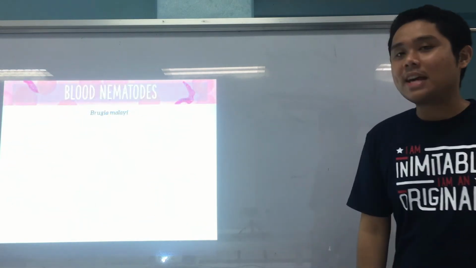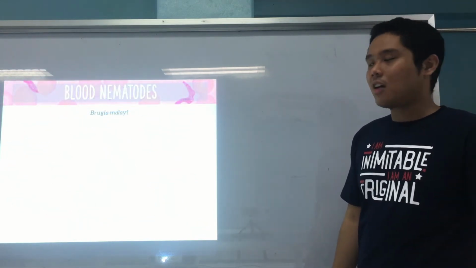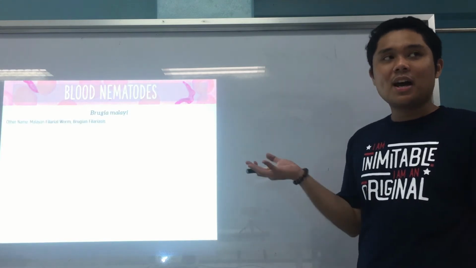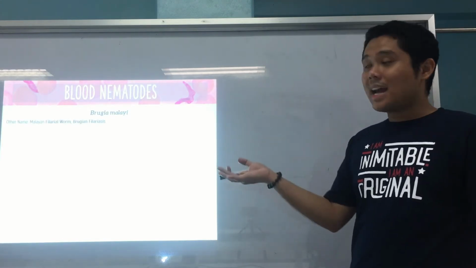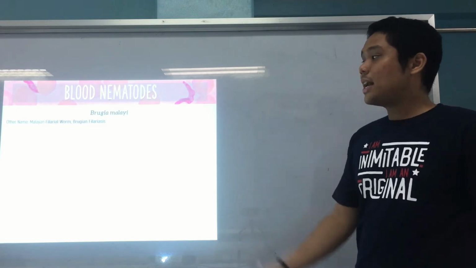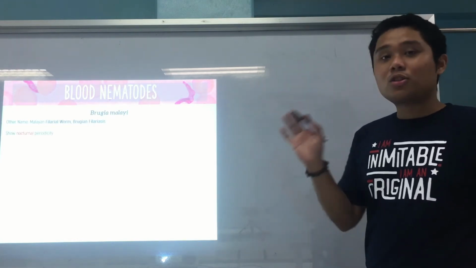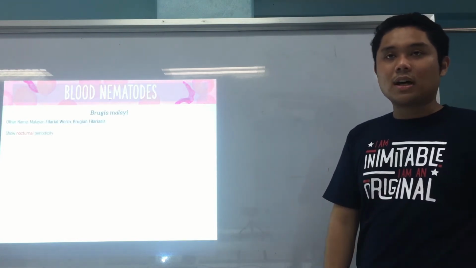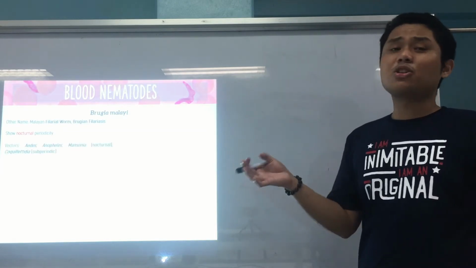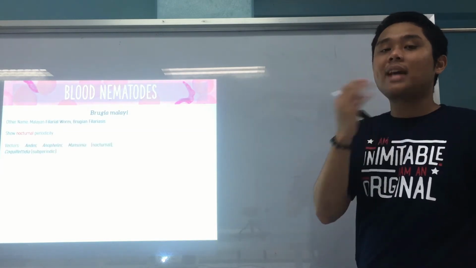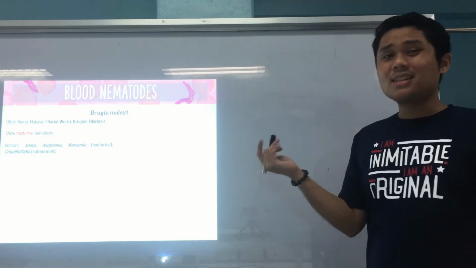Now we go to Brugia malayi, the second filarial worm. By the name itself, the other names are Malayan filarial worm and Brugia filariasis. It shows nocturnal periodicity, same again with your Wuchereria. The vectors are again the same mosquitoes: Aedes, Anopheles, and Mansonia, nocturnal.